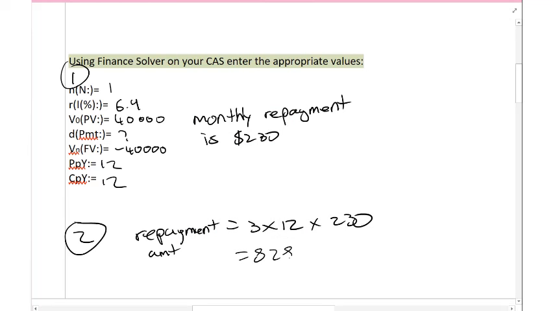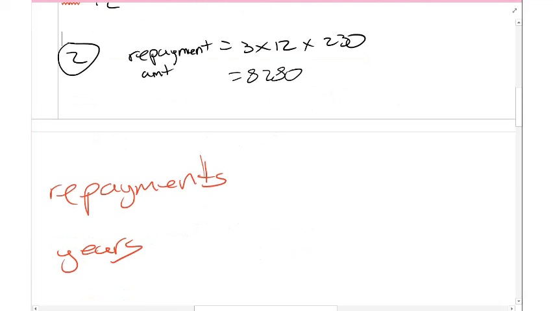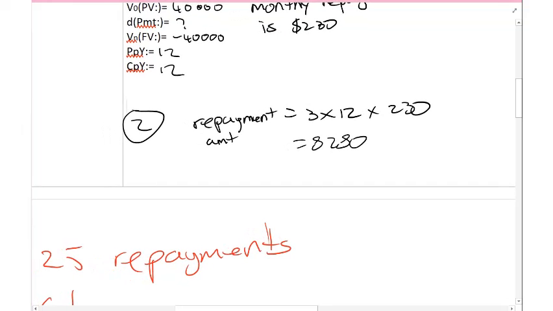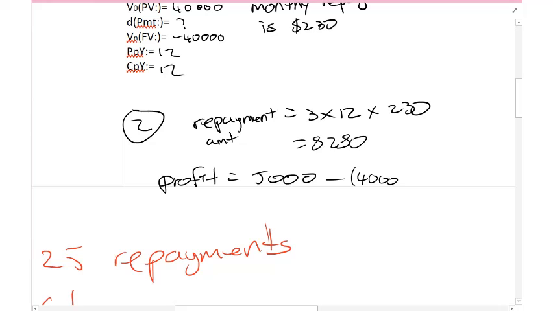So my total amount, how much the profit is, is 50,000 minus 40,000 minus 8,280. And that will give me $1,720.